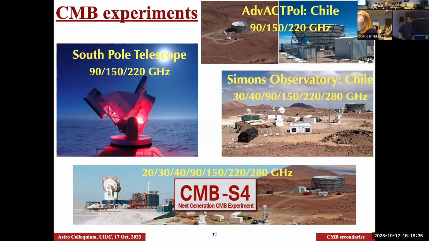Okay. So these are just pictures of instruments that I'm working on and other instruments that exist right now. So SPT, that's what I mostly work on. It operates in 3 bands, and then we have Advanced ACT in Chile, which also operates in 3 bands. Then we have Simons Observatory, which is the upcoming CMB instrument. I think it operates in 6 bands. And then the next generation CMB-S4, which has even more bands. CMB-S4 is operating both from the South Pole and from Chile.